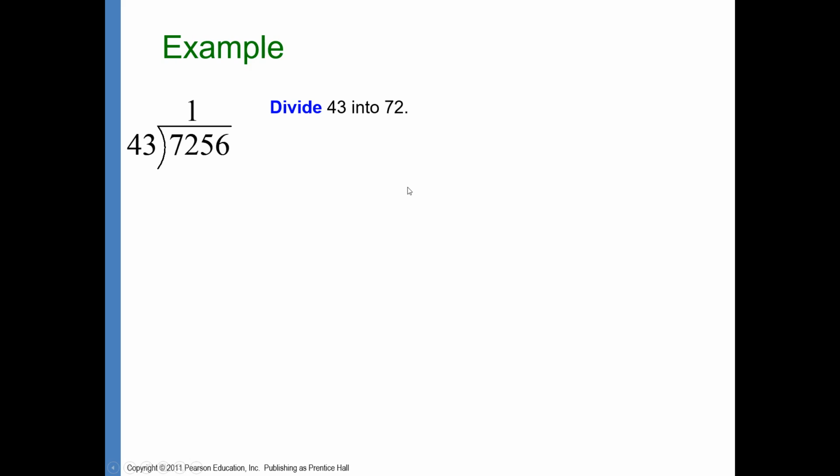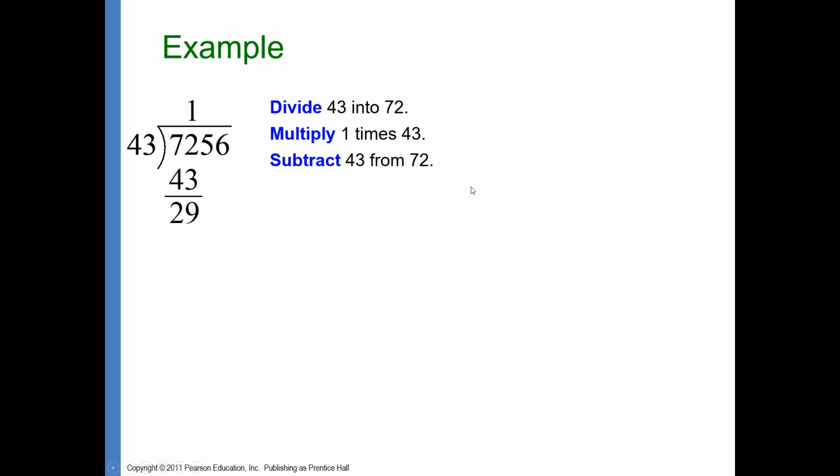Subtract 43 by 7. Okay, so whatever the number is, the digit that appeared on top, I'm going to multiply that by 43, right? And then what do I do? Subtract. Okay, everybody, is this ringing a bell? You guys all know this process. We subtract and we get 29. Now what?